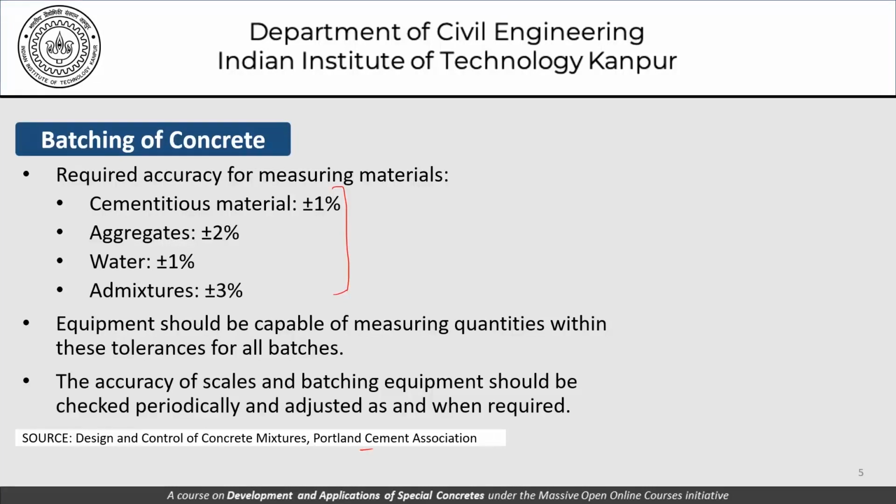The accuracy of scales and batching equipment should be checked periodically and adjusted as and when required. So this calibration is a periodic process, and I would encourage you to find out what are the specifications that govern this calibration, whether the calibration has to be done at regular intervals of time. That's one way of looking at it. There is also another way of looking at it, that the calibration should be done after producing a certain number of cubic meters of concrete, regardless of the time it takes. So whichever comes earlier, that should govern the check as far as the plant is concerned for the equipment, for its accuracy.